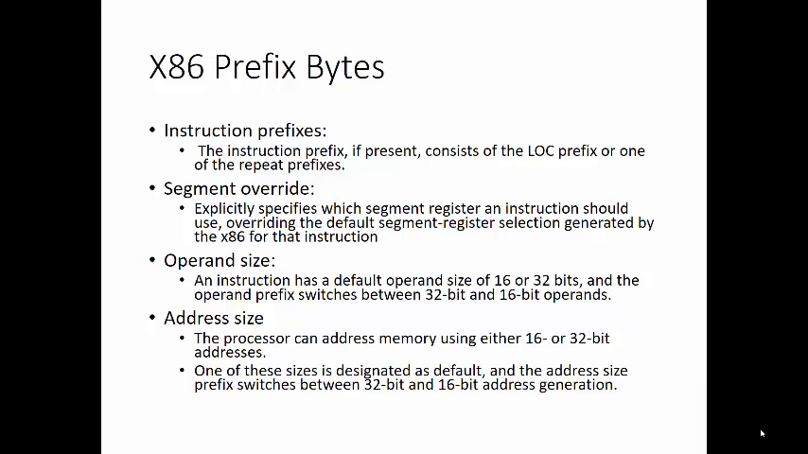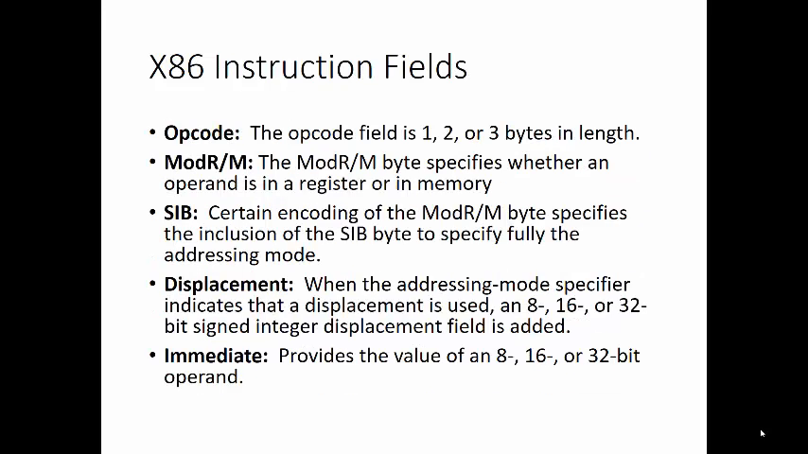With that in mind, we can now take a look at the x86 instruction fields. So there's the opcode. That field is 1, 2, or 3 bytes in length. Mod RM. Okay, this one actually specifies whether an operand is either in register or in memory. SIB, certain encoding of the Mod RM byte specifies the inclusion of the SIB byte to fully specify the addressing mode. Displacement, when the addressing mode specifier indicates that displacement is used, an 8, 16, or 32-bit signed integer displacement field is added, and immediate provides the value of an 8, 16, or 32-bit operand.